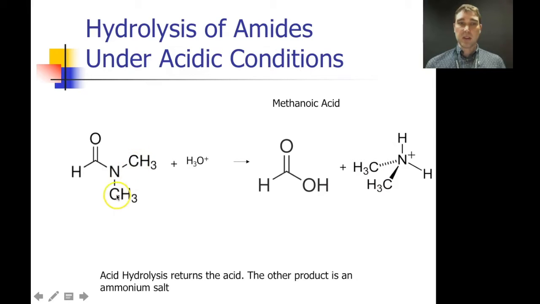In this case our nitrogen is attached to two methyl groups. We get another hydrogen attaching to that, and another hydrogen attaching to that. So then we have 4 bonds on our nitrogen. The extra hydrogen gives it a positive charge, and it's very important you represent that positive next to the nitrogen. That's the ammonium, the positive part of the salt that we would get. So again, under acidic conditions, you return the acid from the carboxylic acid part of your amide.